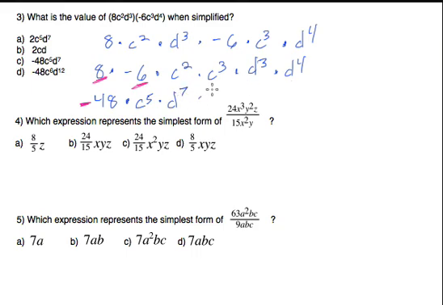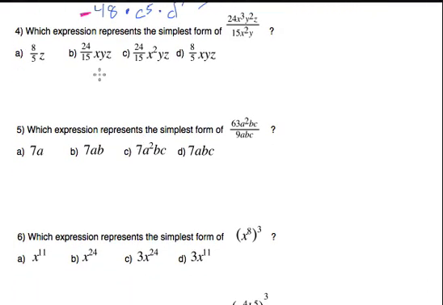And so we can write this. Negative 48 times c to the 5th times d to the 7th. And we hopefully find that. And the answer is C. Negative 48, c to the 5th, d to the 7th. There we go.